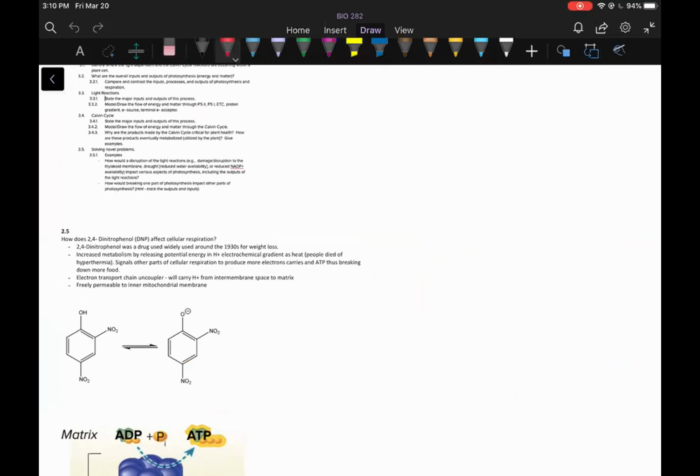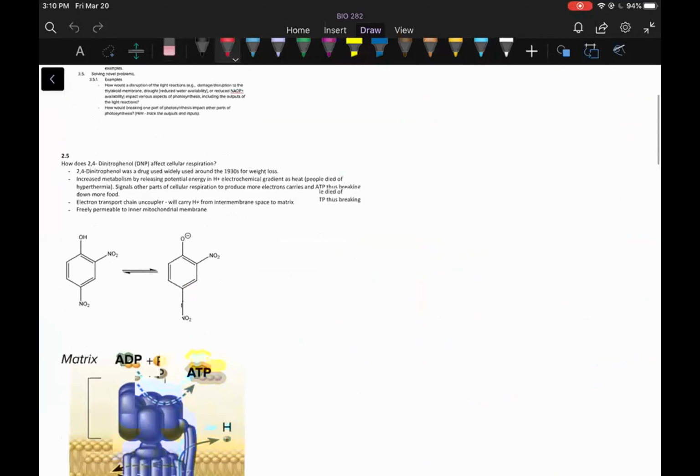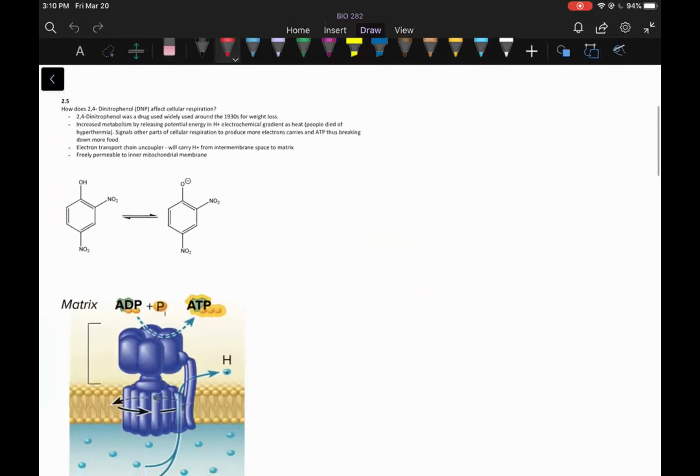All right, so we stopped off at 2.4. So now 2.5, I'm going to give a little example of a question that could be asked for cellular respiration. We learned in class about 2,4-dinitrophenol, which is known as DNP. It was a drug used around the 1930s for weight loss. Basically what it does is it increases your metabolism and releases the potential energy that's stored in the hydrogen ion electrochemical gradient.